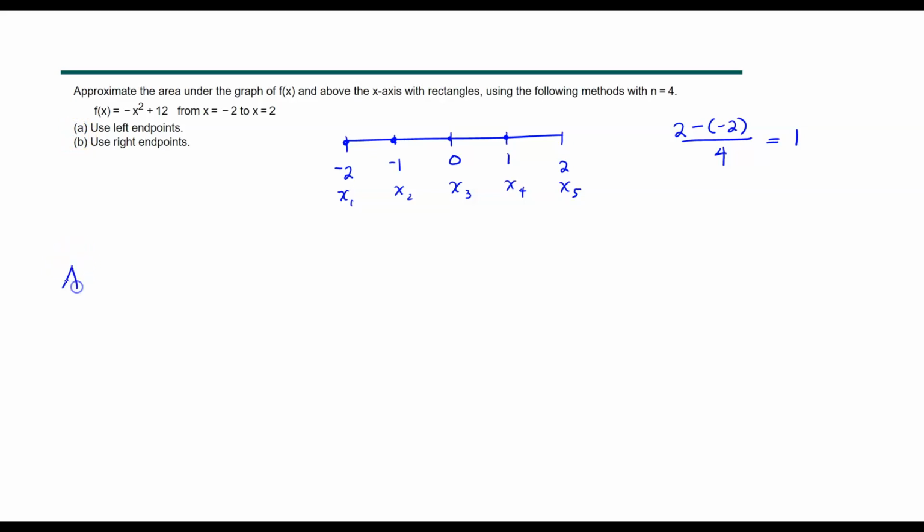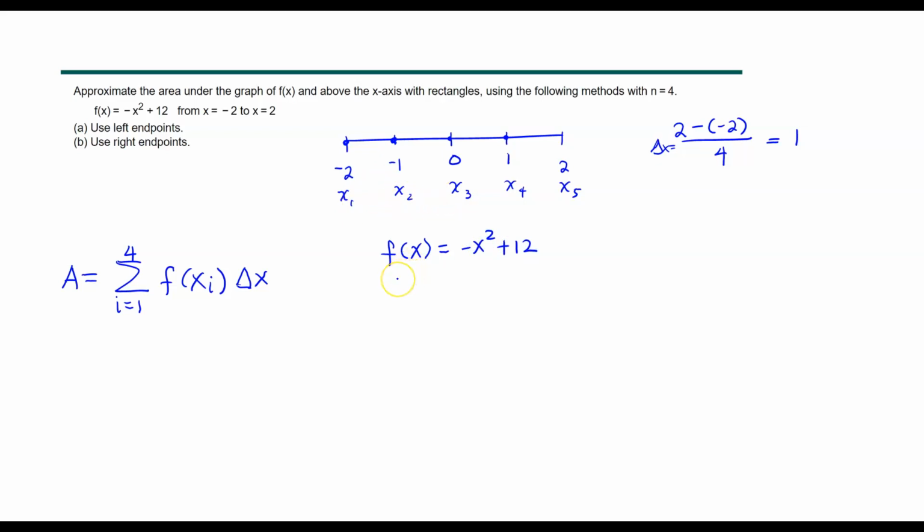So to approximate the area, this is just equal to the sum of f of x sub i's delta x. This is your delta x, the length of your rectangle. And i starts from 1 to the number of n. In this case, n is equal to 4. And your f of x sub i's here is actually the value of the function. This is your function, right? So you're going to evaluate your function, f of x equal to -x squared plus 12. Evaluate that at these points.